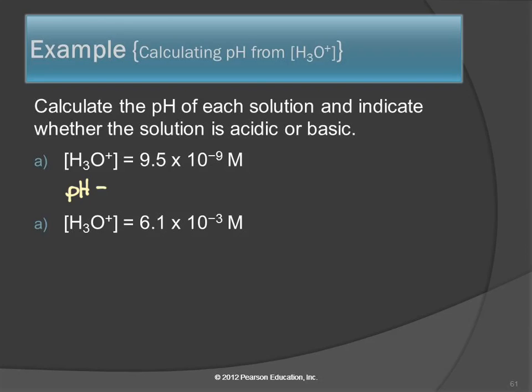So the pH equals the negative log of 9.5 times 10 to the minus 9. And, as we talked about with equilibrium constants, we don't worry about units here. Concentrations are always given in moles per liter, and then it all works out. And so I'm going to write this as 8.02, and that's the pH. pH doesn't have a unit.